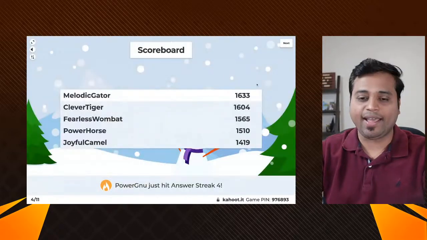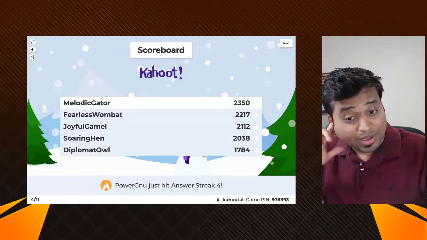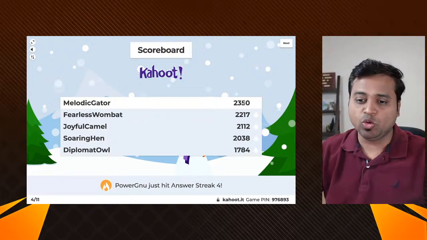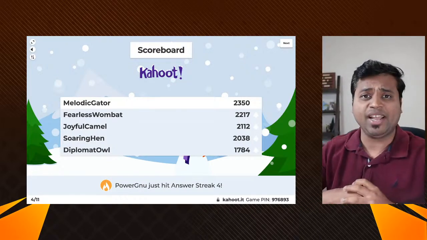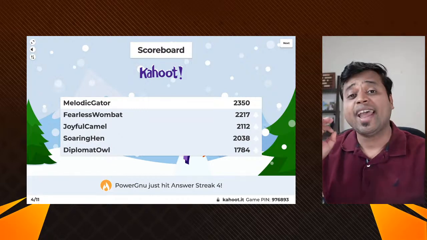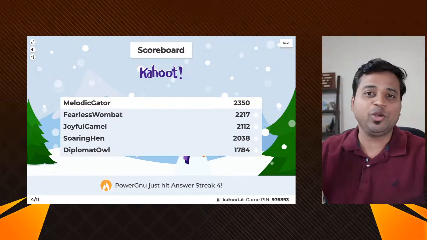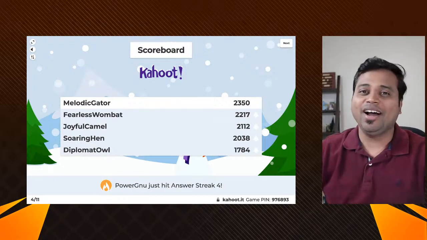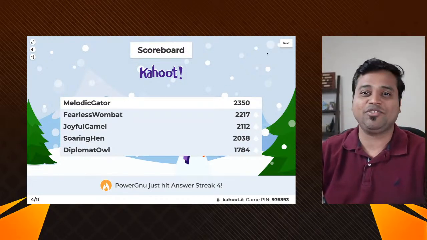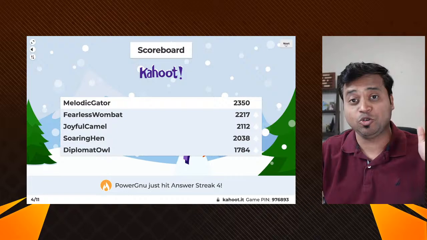Okay, let's have a look at the leaderboard. So Melodic Gator, with 2,350 points, is leading, while the others are not far behind. And remember, the last three questions have double points, so you can easily come up and climb at least 10 spaces if you get the last three questions correct. So do stay until the end.